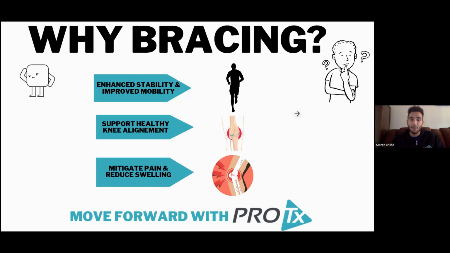What we see with that overcompensation is that there tends to be detrimental effects to the rest of your body, in terms of your hip, your ankle, or your opposite leg as well. So improving and supporting your healthy knee alignment is incredibly important for the overall health of your knee. And that's one of the main functions of hinge braces and the two bracing types that I'll be discussing later on.